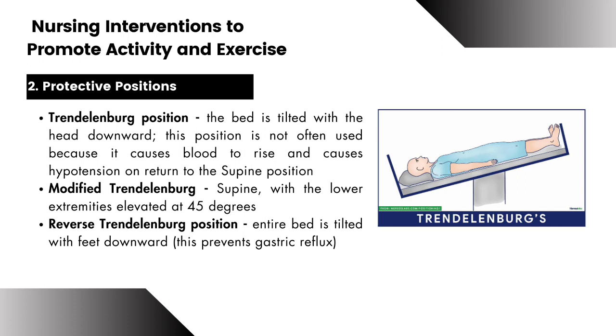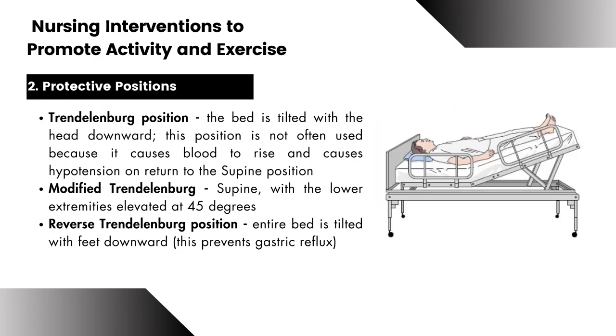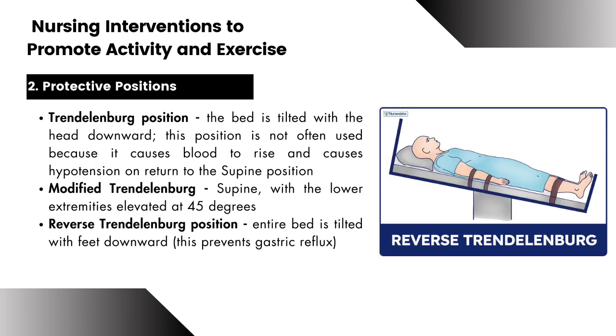Hindi siya nagagamit mostly kasi this position is used to redirect blood from the lower extremities into the central circulation. Then second is modified Trendelenburg, supine with the lower extremities elevated at 45 degrees. Here naman, ang patient ay nakahiga flatly, then with their head level to their body and their legs are passively raised. Then reverse Trendelenburg position, the entire bed is tilted with feet downward.